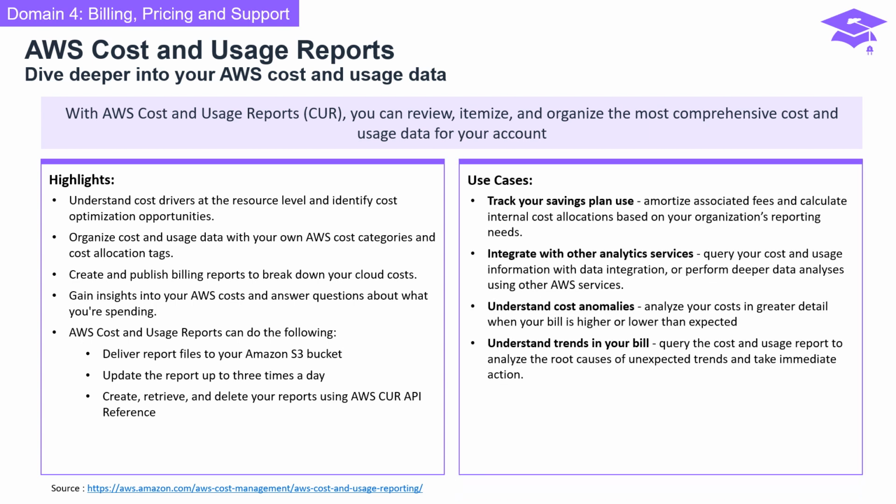Track savings plan use, amortize associated fees and calculate internal cost allocations based on your organization's reporting needs. Integration with analytics services: easily integrate with other analytics services to query your cost and usage information, or perform deeper data analyses using various AWS services. Understand cost anomalies: analyze your costs in greater detail when your bill is higher or lower than expected. Identify trends: query the cost and usage report to analyze the root causes of unexpected trends and take immediate action.